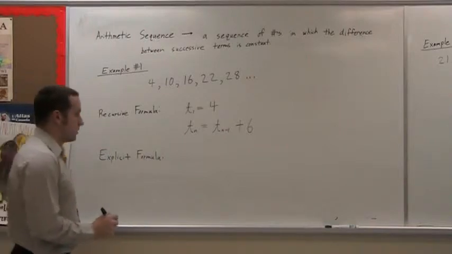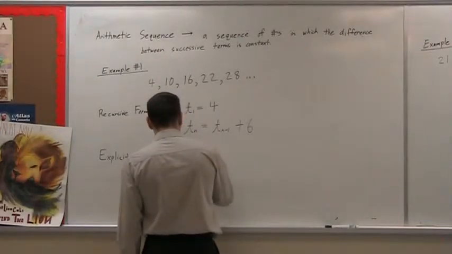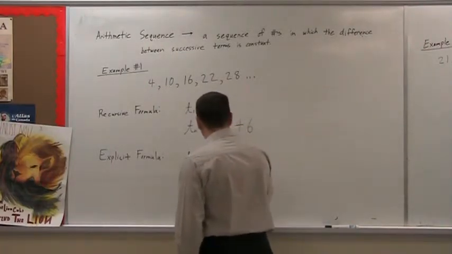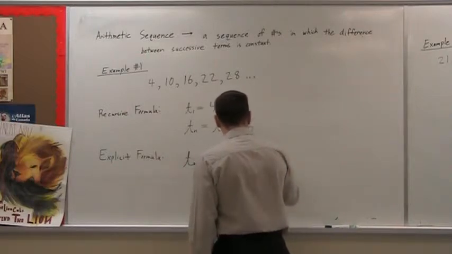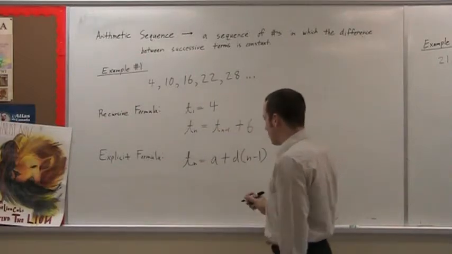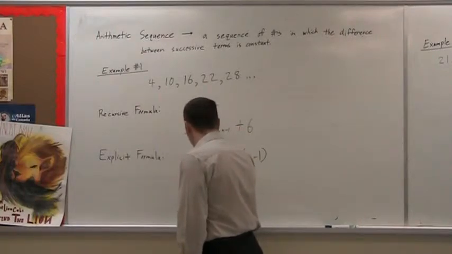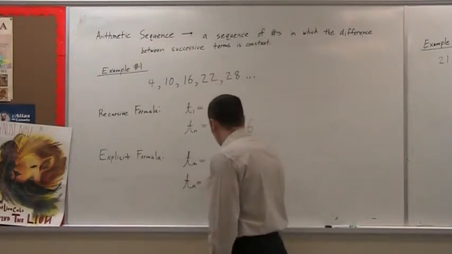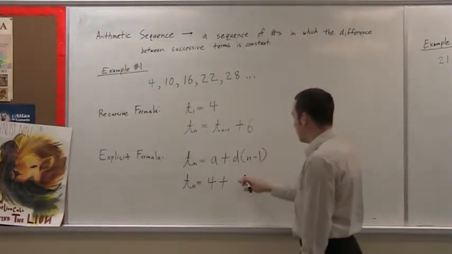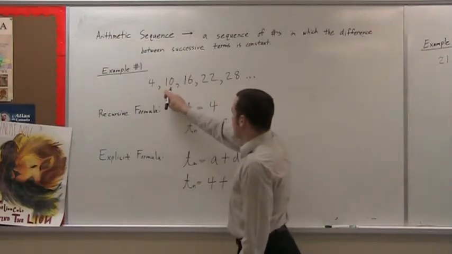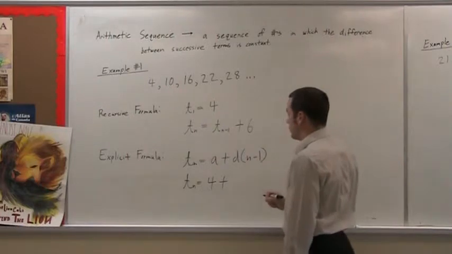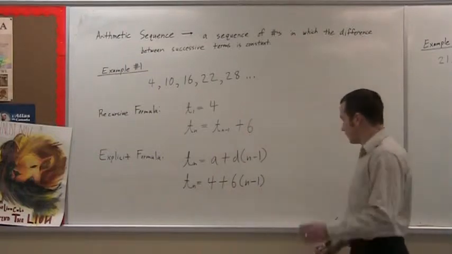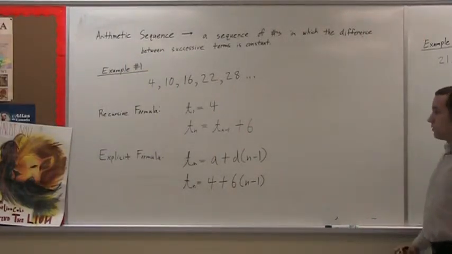And the explicit formula is always written as T to the n equals, if we want to go back to our original definition, a plus the difference times n minus 1. Okay. So for us, remember a is the first term, so here our first term is 4. Plus the common difference between each term. 10 subtract 4 is 6. 16 subtract 10 is 6. So it's plus 6 on the n minus 1. So those are the two different formulas that we can write.